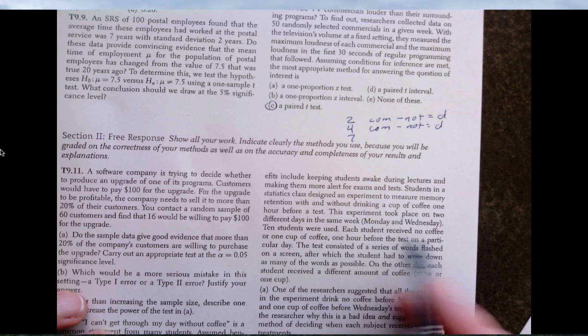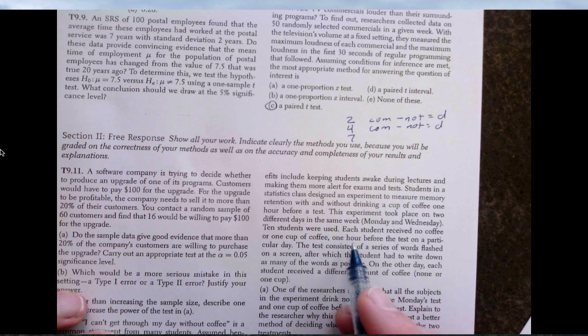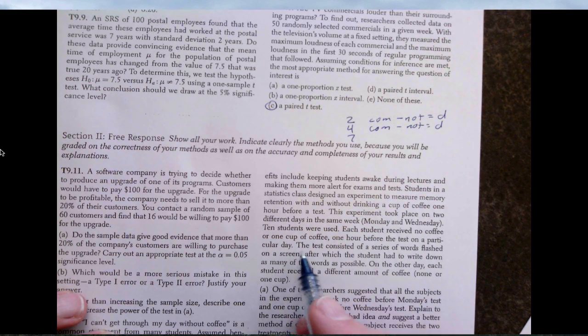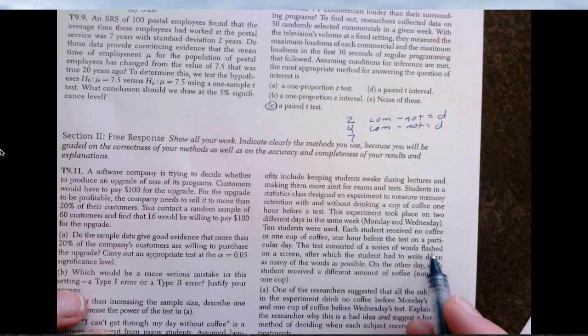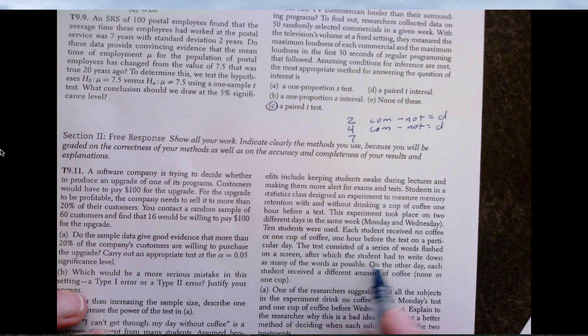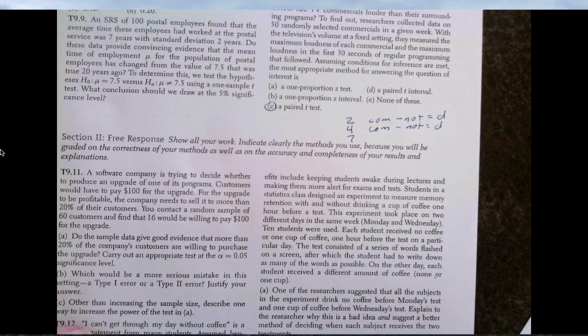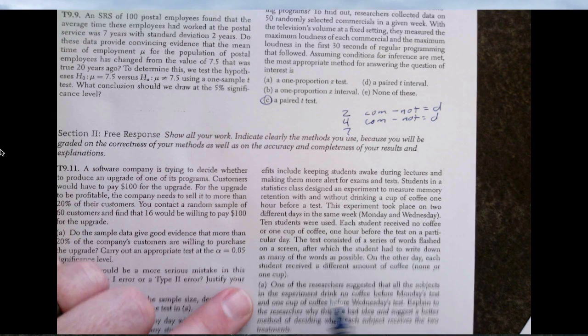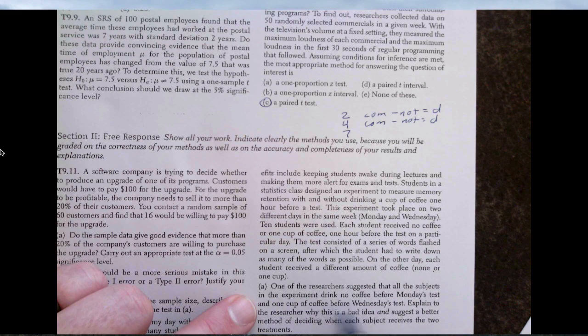Okay, so we've got 2 different days. Each student either received no coffee or coffee 1 hour before the test on the particular day. The test consists of a series of words flashed on a screen, after which the student had to write down as many of the words as possible. On the other day, each student received a different amount of coffee, either none or a coffee, and they would probably repeat this study.